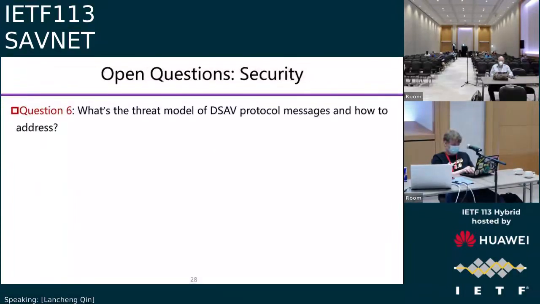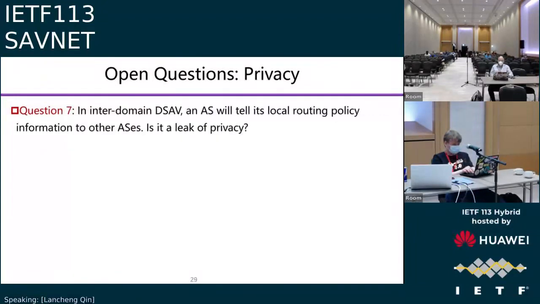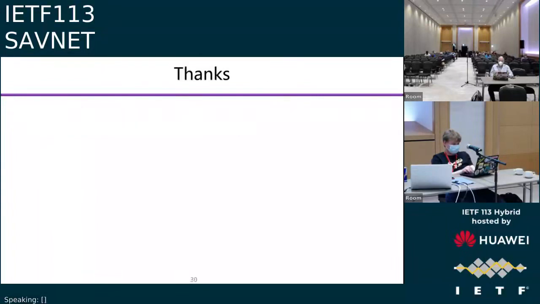For security, what's the threat model of DSIV protocol messages and how to address? For privacy, in interdomain DSIV, an AS will tell its local routing policy information to other ASs. Is it a leak of privacy? Thank you. We are glad to explore more suggestions and more solutions.